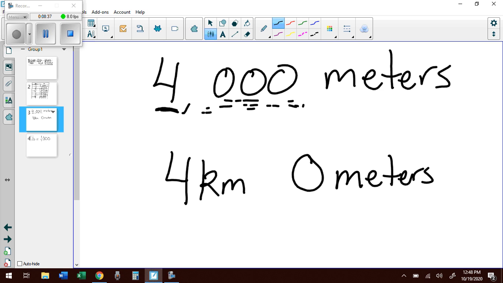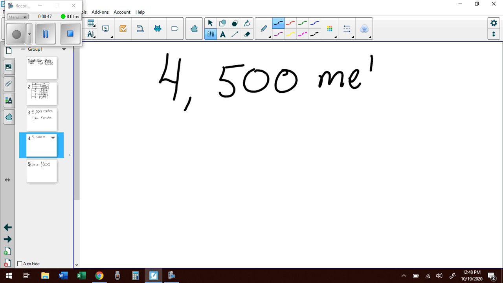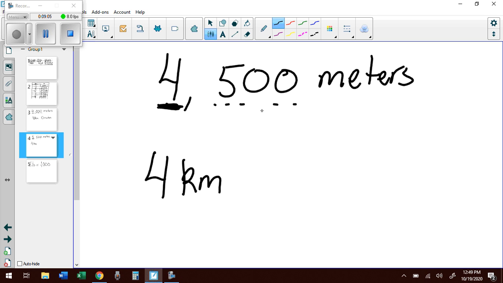Now, on the other hand, if I had 4,500 meters, how many kilometers would I have? Well, we look in our thousands place. Ones, tens, hundreds, thousands. I have 4 kilometers. And the rest are my meters. Those leftovers are meters. I have 500 meters.